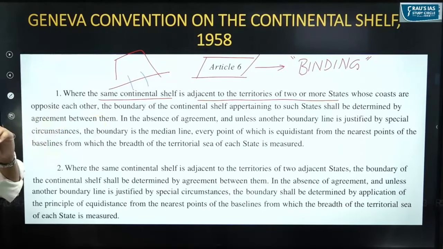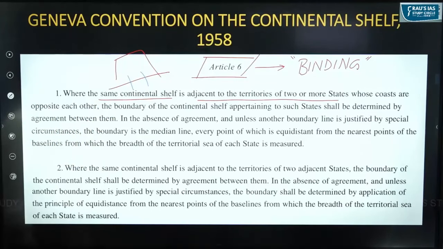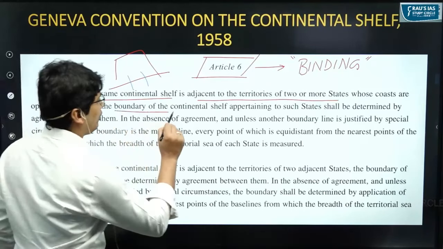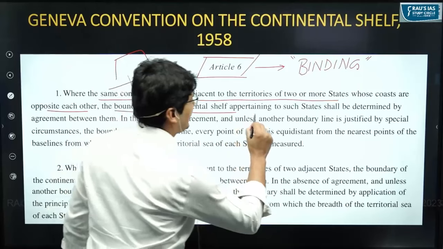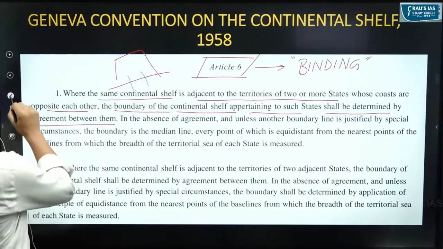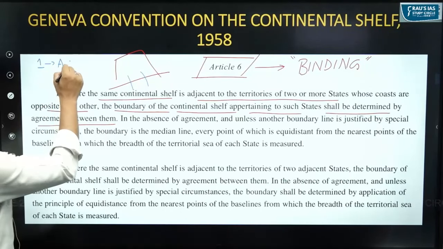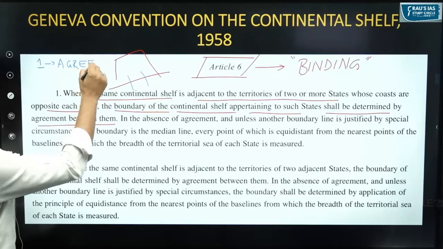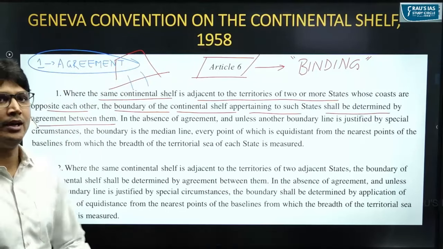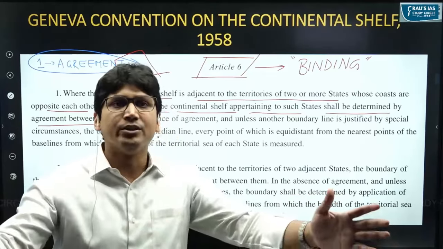Then, where the same continental shelf is adjacent to the territories of two or more states whose coasts are opposite each other, the boundary of the continental shelf appertaining to such states shall be determined by agreement between them. This is the first statement. The first statement mentions that such determination of the boundary of the continental shelf shall be based on agreement. Only then does it mention a certain method of calculation.